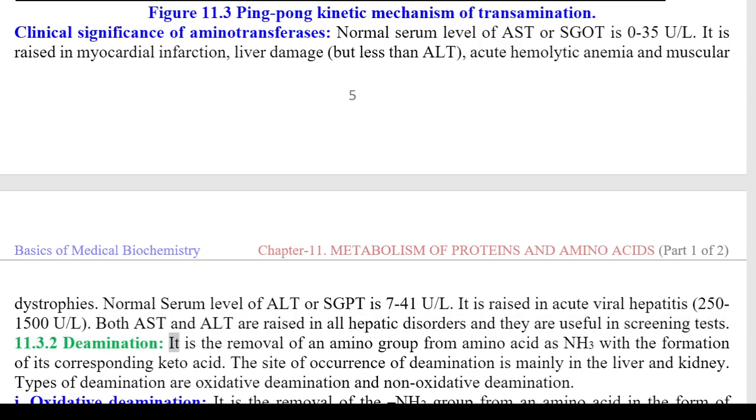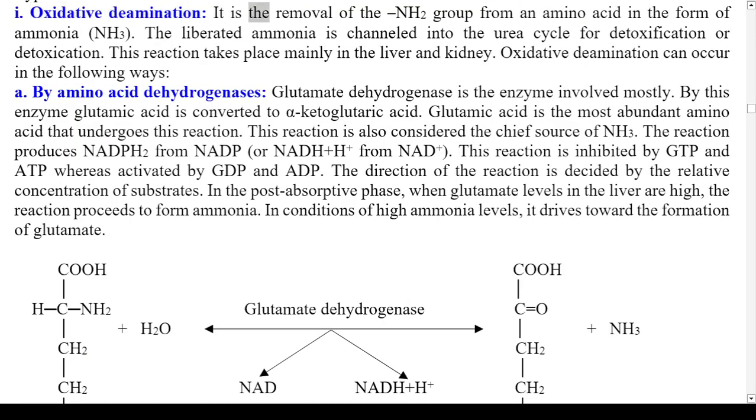11.3.2 Deamination. It is the removal of an amino group from an amino acid as NH3 with the formation of its corresponding keto acid. The site of occurrence of deamination is mainly the liver and kidney. Types of deamination are oxidative deamination and non-oxidative deamination. Oxidative deamination is the removal of the NH2 group from an amino acid in the form of ammonia, NH3. The liberated ammonia is channeled into the urea cycle for detoxification. This reaction takes place mainly in the liver and kidney.